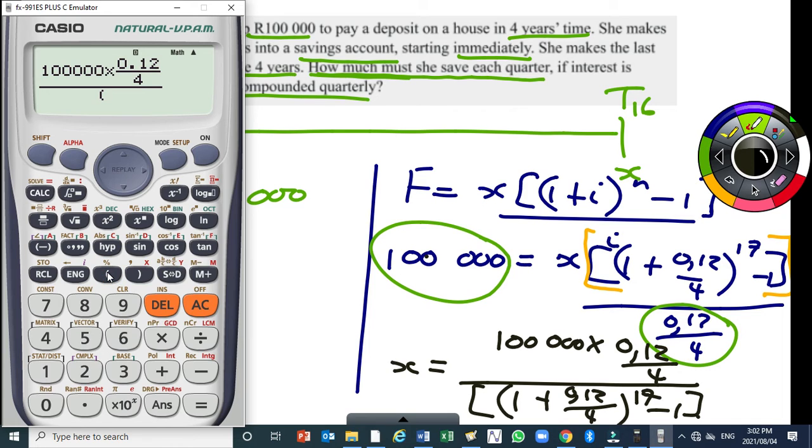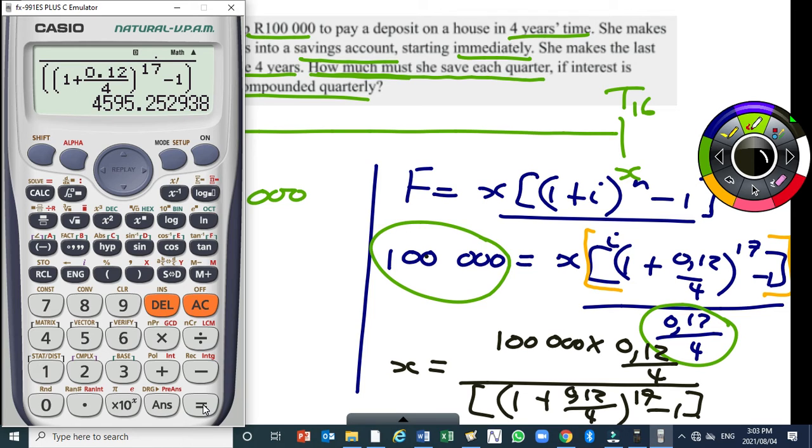Now, first you have to put your square bracket, right, 1 plus the interest part, which is a fraction, 0.12 divided by 4, then you close the bracket, then put the exponent, which is 17, then you subtract 1 from it, then you close the bracket. Right? You following that? Make sure you are very careful when you are using your calculator, because it's very easy to make a silly mistake. Then you get that answer there. Obviously, your answer must be less than 100,000.